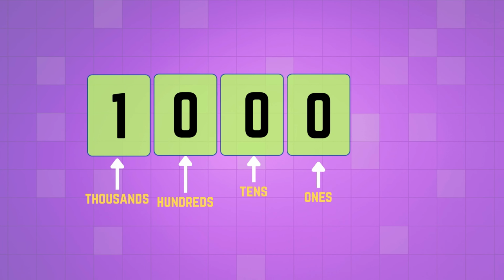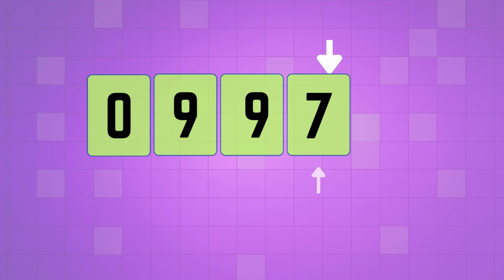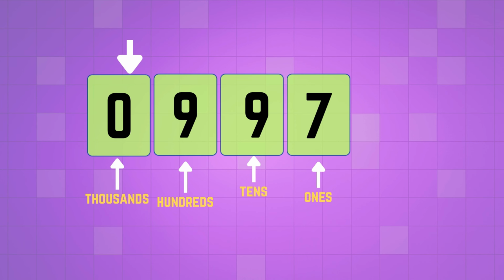So let's remember, every box we add has its own job. The ones box counts single things. The tens box counts groups of 10. The hundreds box counts groups of 100. The thousands box counts groups of 1000.